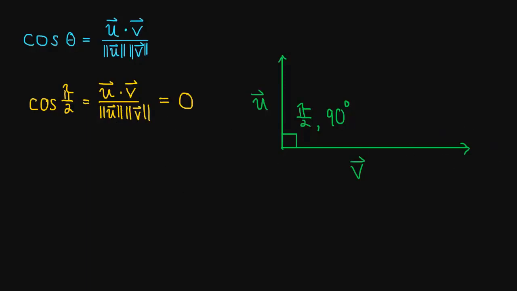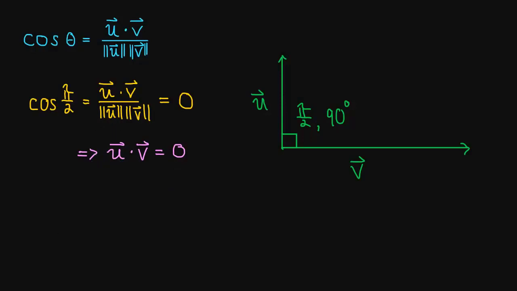So what does that tell us? Well, that tells us that u dot v must be equal to 0. So this implies that u dot v is equal to 0. And that's because the denominator here will never make this fraction 0. Okay, so if the vectors are orthogonal, then the dot product is 0. And in fact, that works in the other direction. If the dot product is 0, the vectors are orthogonal.